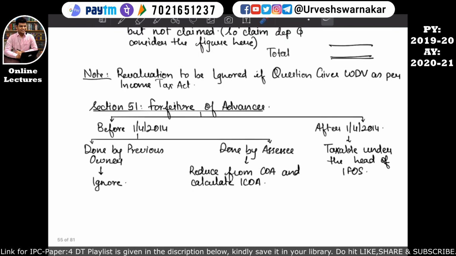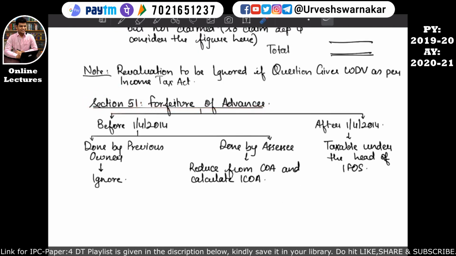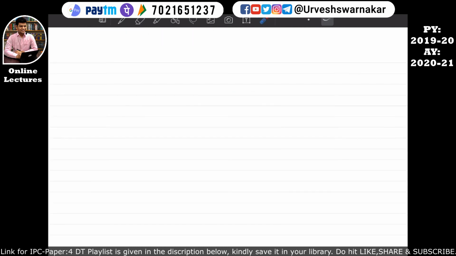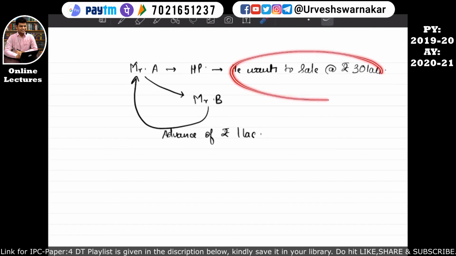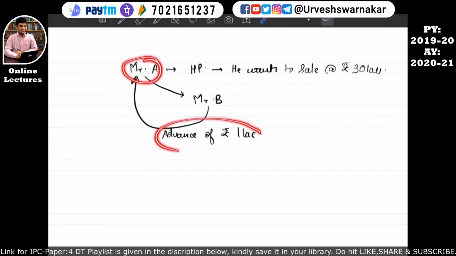Okay students, so now let's understand our next section, that is section 51, forfeiture of advance. What is this forfeiture of advance? Okay, let's understand first of all this in a layman term. Here our assessee is there, Mr. A. Mr. A has a house property, and this house property he wants to sell at the rate of rupees 30 lakhs. Mr. A got a prospective buyer, that is Mr. B, who wants to buy this house property at the rate of 30 lakhs. But he does not have the entire 30 lakhs right now. In order to secure this house property, Mr. B gave Mr. A an advance of rupees 1 lakh for such house property. I hope this is quite clear to you all. And Mr. A accepted that advance of rupees 1 lakh.